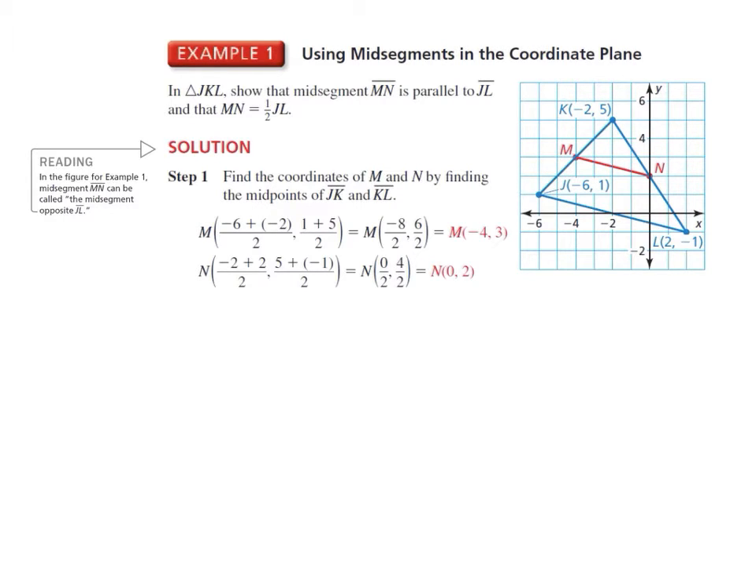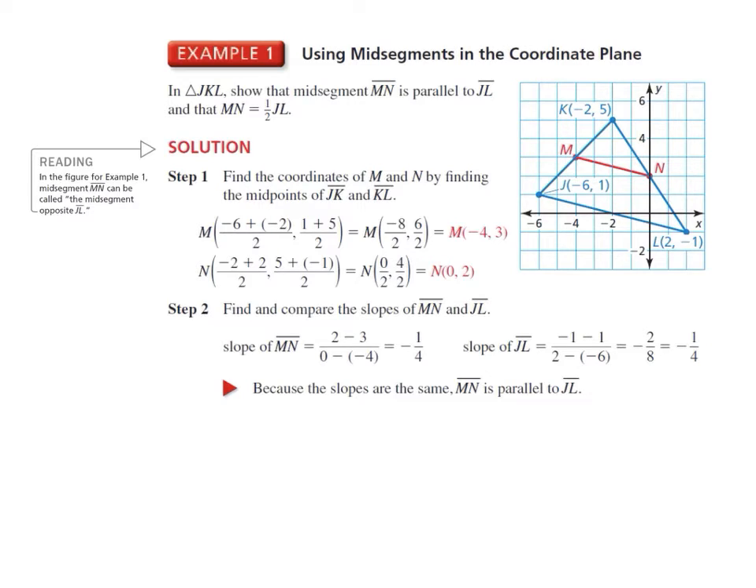Okay, so we plug in the coordinates of J and K to get midpoint M located at (-4, 3), and then we plug in the coordinates of K and L into the midpoint formula in order to get midpoint N, which is located at (0, 2).